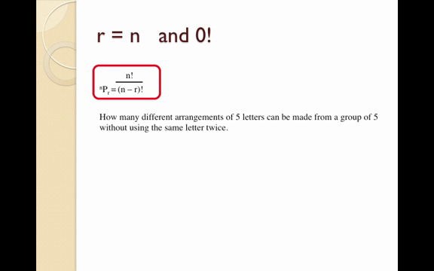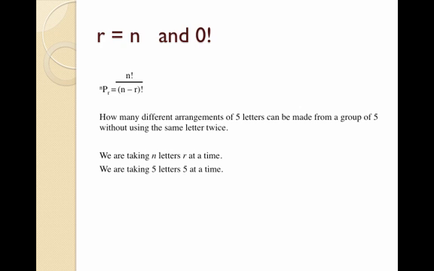I want to finish up looking at two different cases. What happens when r and n are the same number, and what is 0 factorial? Well, let's use this as an example. How many different arrangements of 5 letters can be made from a group of 5 without using the same letter twice? Now, we are taking n letters r at a time, and we are taking 5 letters 5 at a time. So n and r are the same number. We can write this as nPn if we want to, or 5 times 4 times 3 times 2 times 1. There are 5 multiplications, which is just 5 factorial.